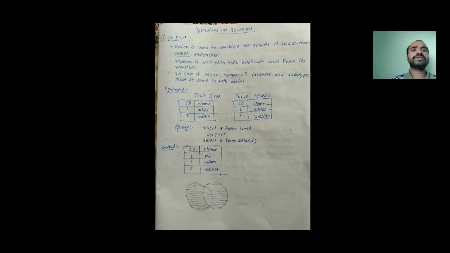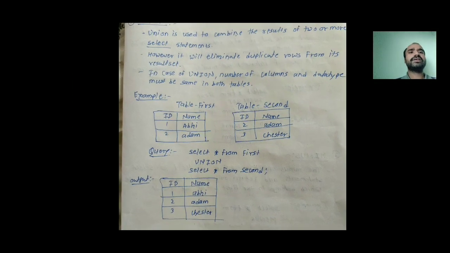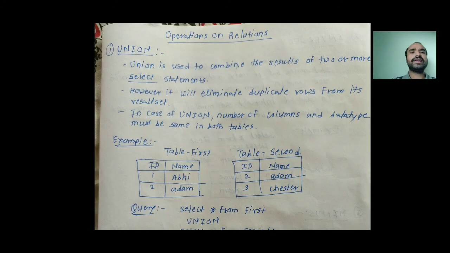Next, we move towards operations on relations. All of you know about relations. Relation means tables. When we are accessing more than one table, we need to create some relation between these tables. The first operation is union, which you can also call an addition or the combining of results.